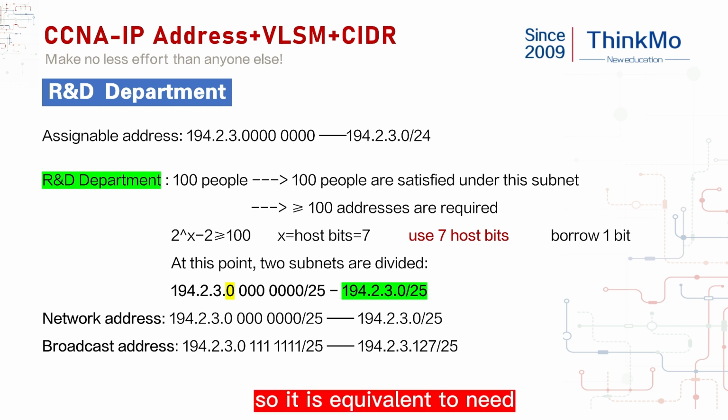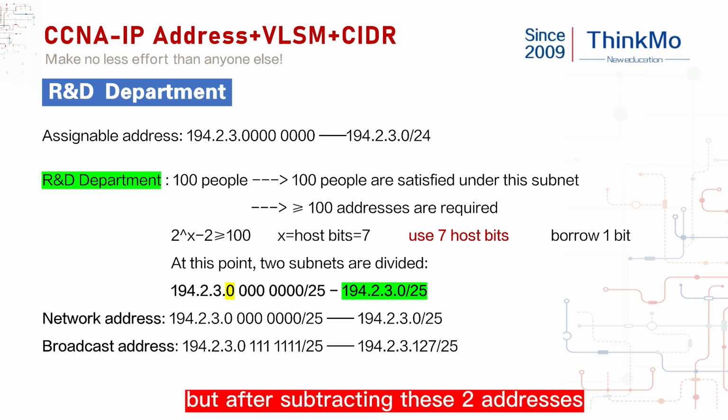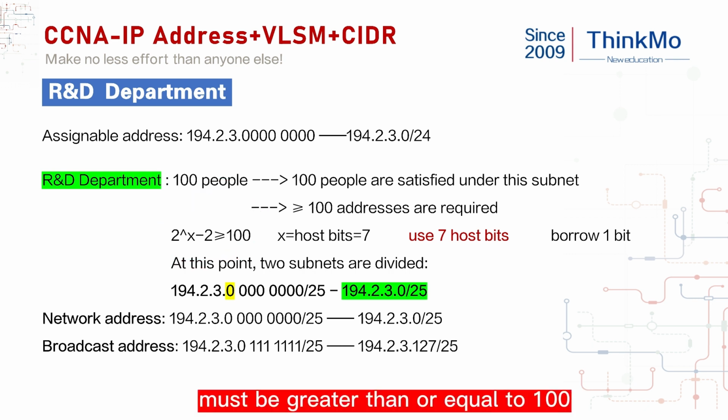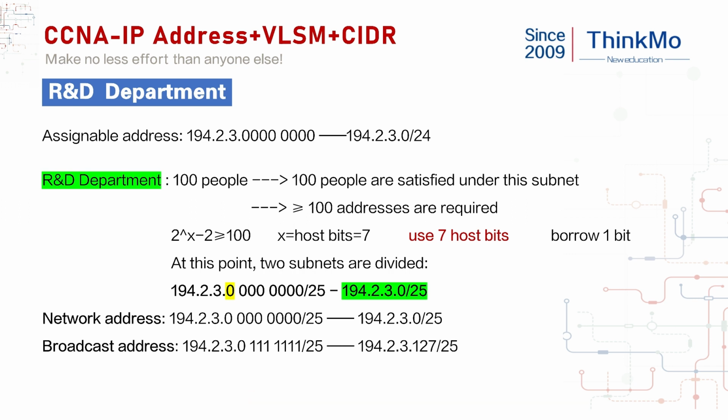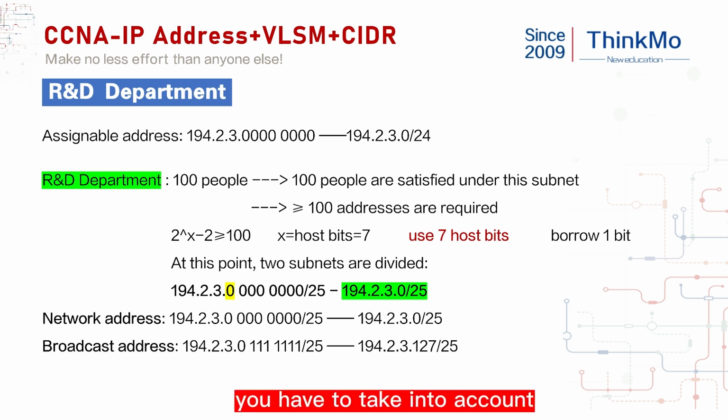So it is equivalent to needing to subtract these 2 addresses. X stands for the variable. That is to calculate how many host bits and how many network bits there are. But after subtracting these 2 addresses, the result must be greater than or equal to 100. I want to emphasize to you, we'll learn something later: the gateway. By default, when we assign addresses to enterprises, you have to take into account the problem of assigning a gateway to each network segment.